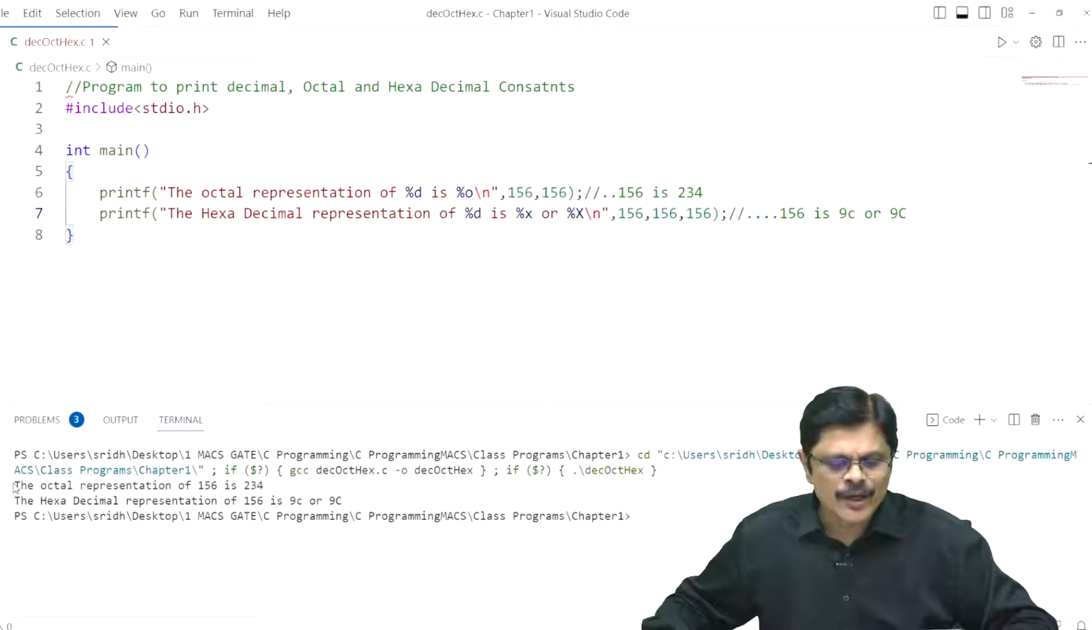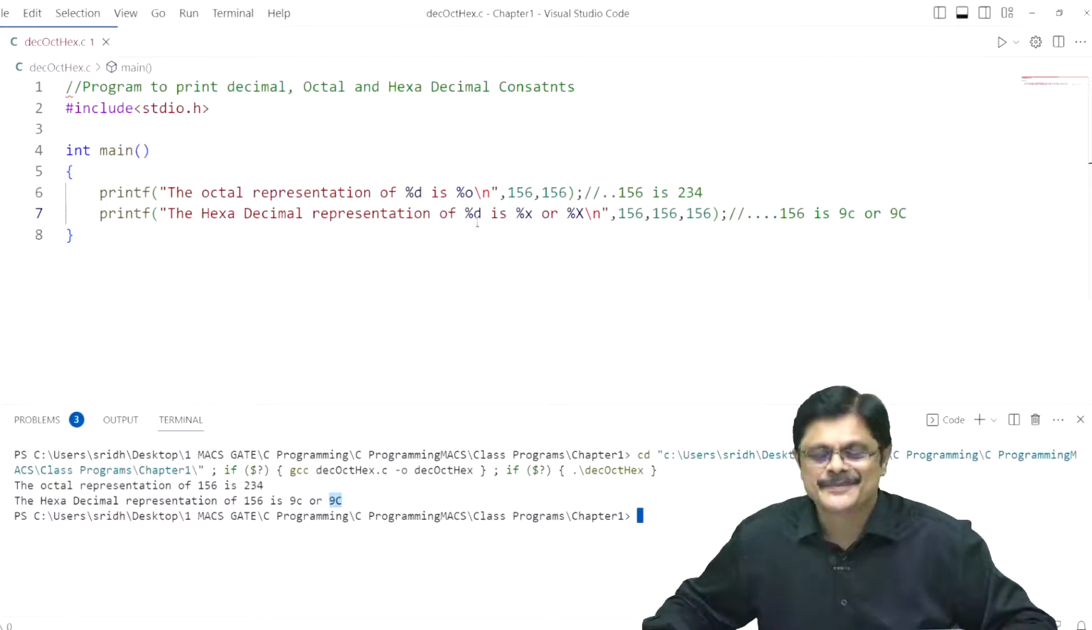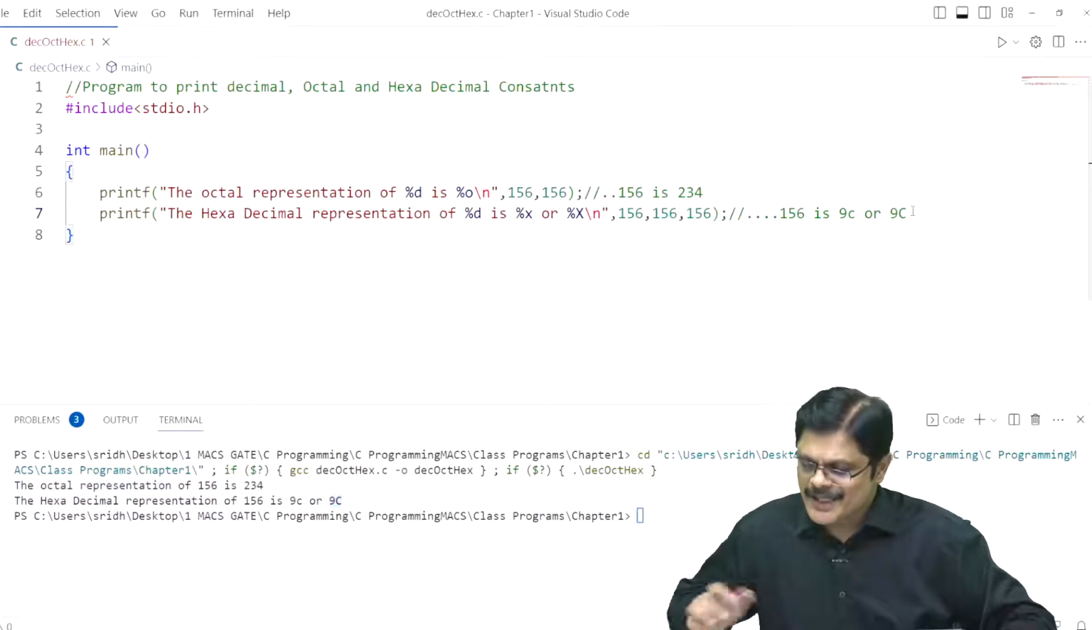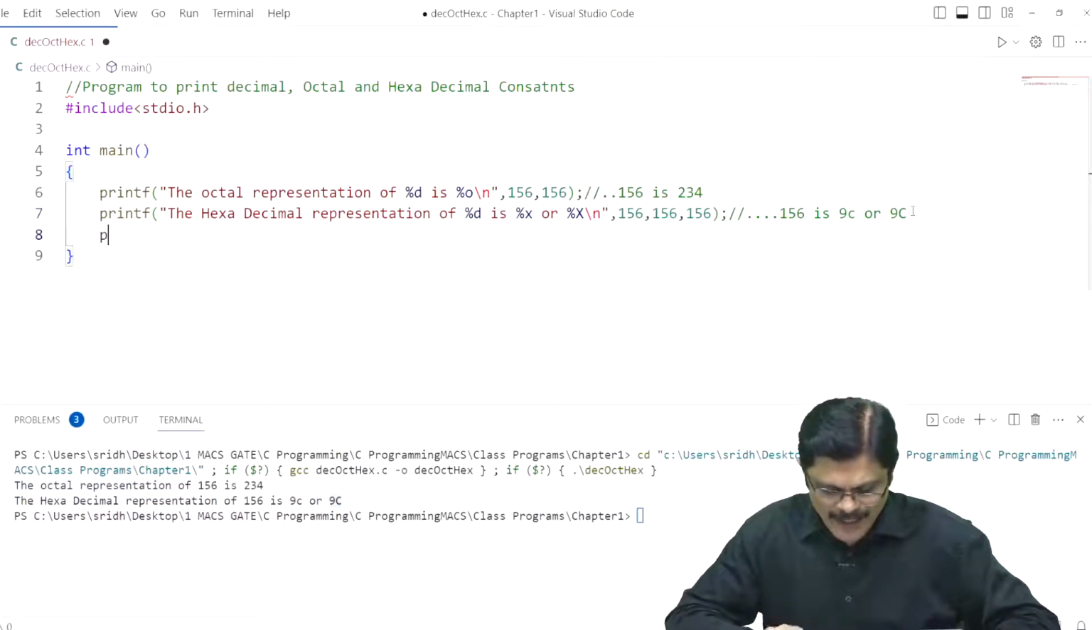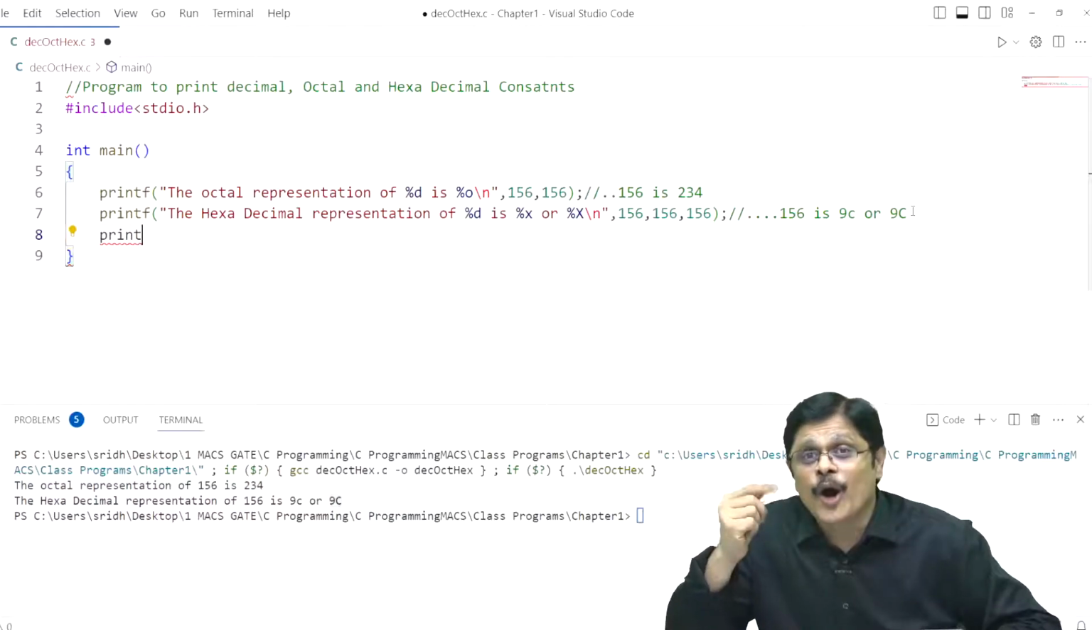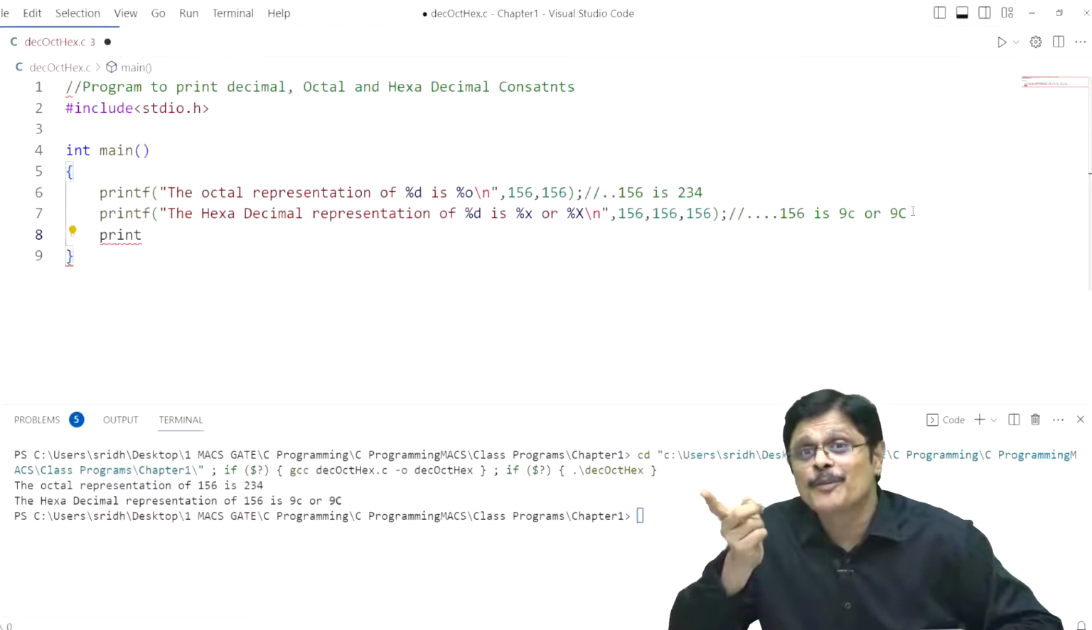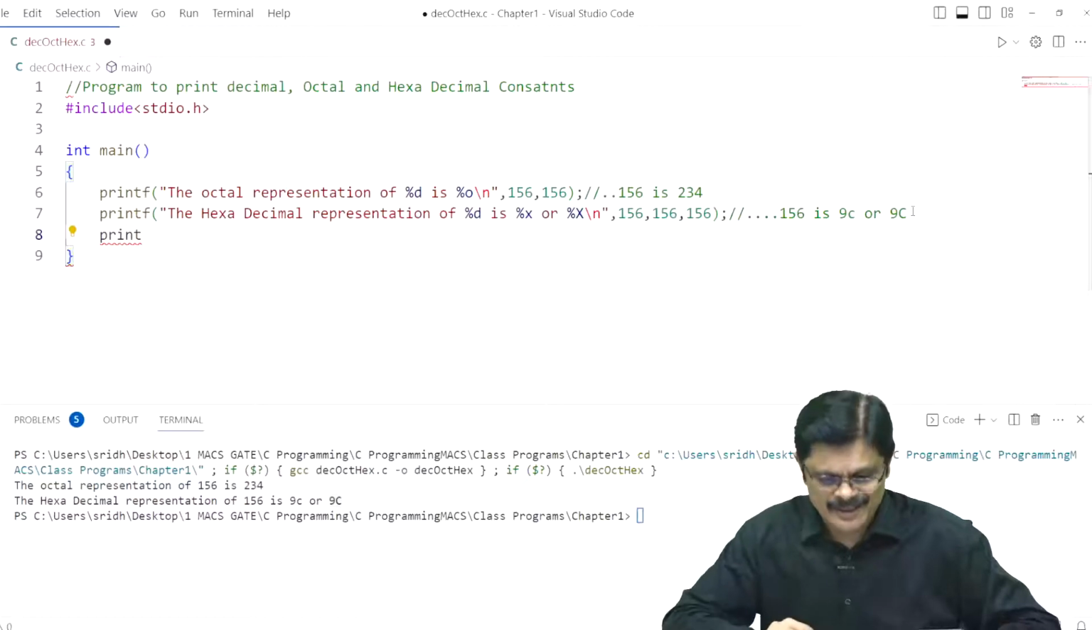And you can see that the octal representation of 156 is 234 and the hexadecimal representation of 156 is 9 small c or 9 capital C. Okay. So let us continue this. Now what I want is, I will give the argument in octal and hexadecimal form, but I want to print it in decimal format. So let us see that.